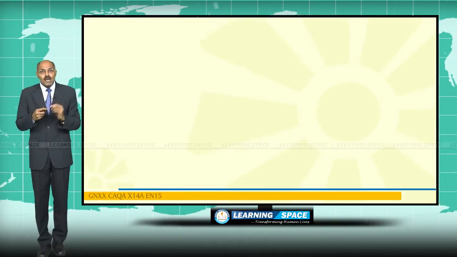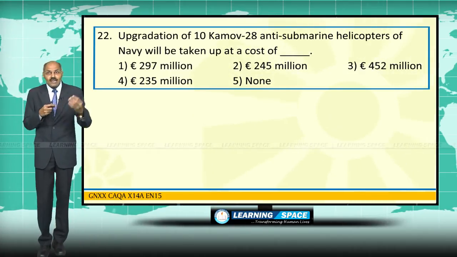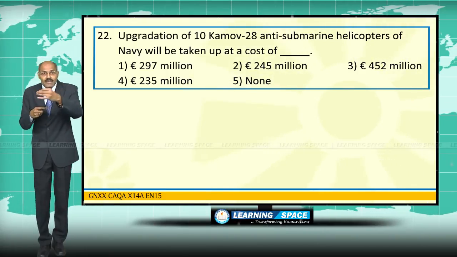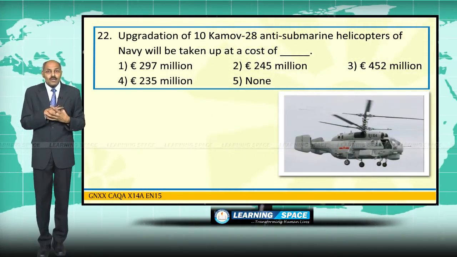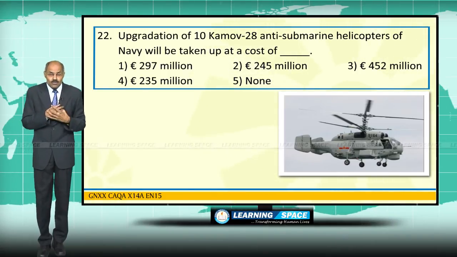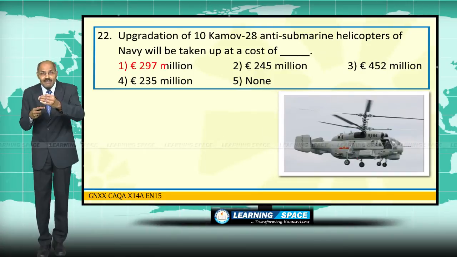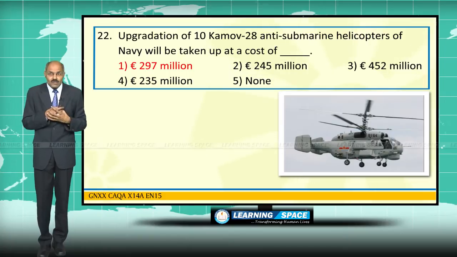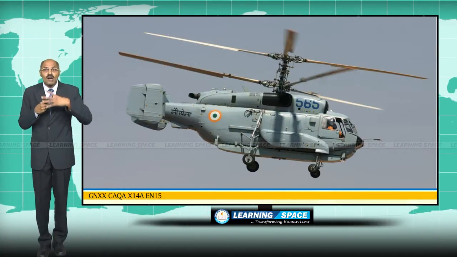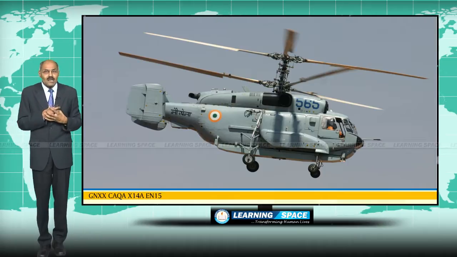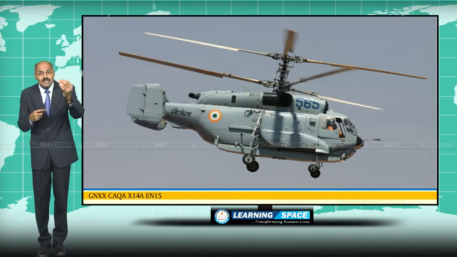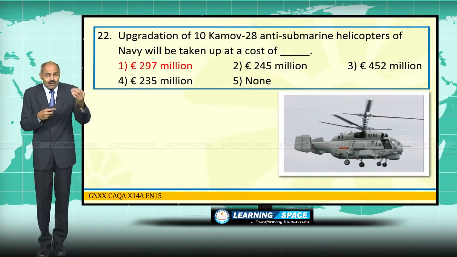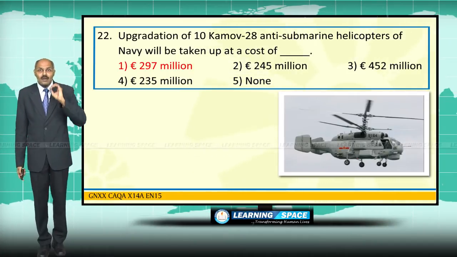Friends, next one. Upgradation of 10 Kamov 28 anti-submarine helicopters of the Indian Navy will be taken up at a cost of 297 million euro. Please don't forget, this Kamov group of helicopters were manufactured by Russia, and India procured these helicopters from the then USSR in the 1970s and 80s. Now they are upgrading these helicopters at a cost of 297 million euro. Look at the next one.